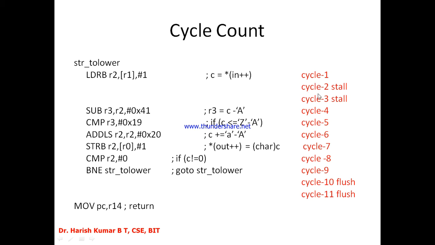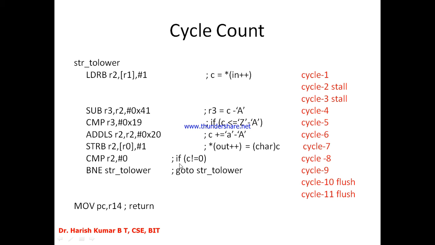Now the second and third cycles are stall cycles. That means in the second cycle this cannot do anything. It is simply waiting in the execute stage. Third cycle also it cannot do anything. It is simply waiting in the execute stage. In the fourth cycle it can execute. It executes, and this is executing in the fifth cycle. This is in the sixth cycle, and STRB in the 7th cycle.